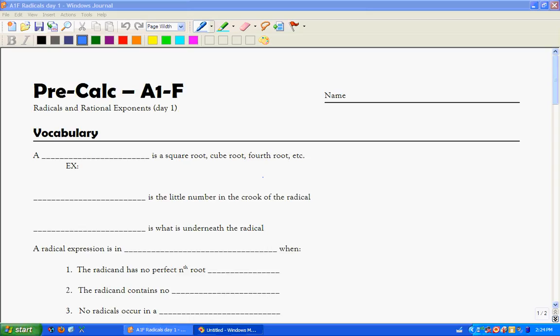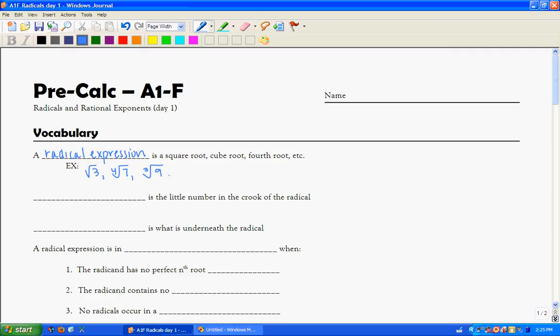Today we're going to be talking about radicals and rational exponents. So to start off, a radical expression is a square root, cube root, fourth root, etc. So something like the square root of 3, the fourth root of 7, the cube root of 9, so on and so forth.